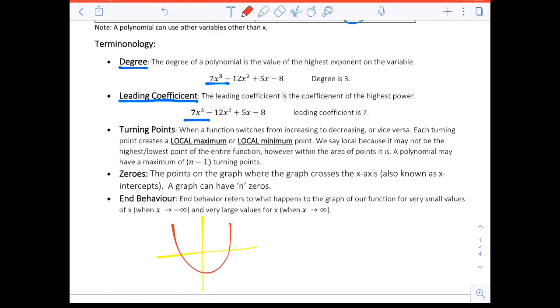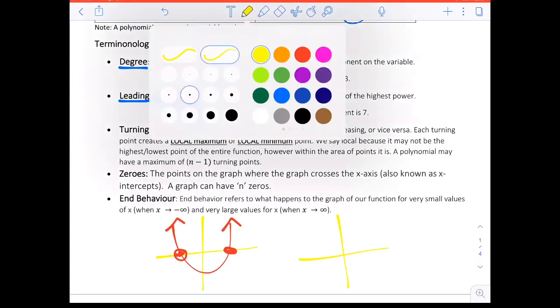x-intercepts. So if I draw it on here, so once again degree is 2 and we have an x-intercept here and an x-intercept here. It can have up to 2. Does it have to have 2? No, it could have 2, 1, or 0, and we know that from our work back in grade 10.